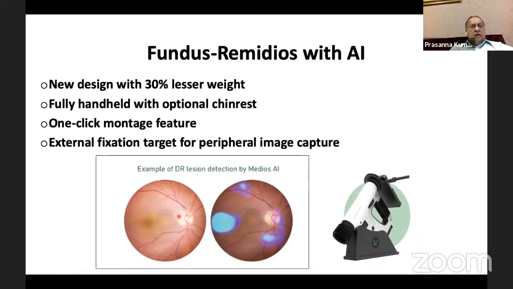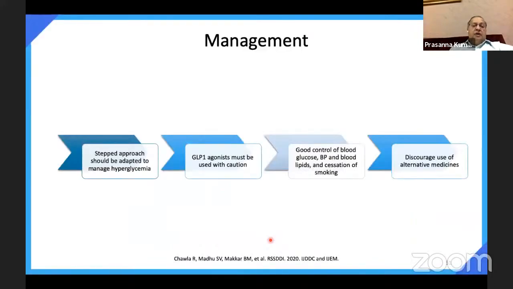Once you get this, this is a normal fundus, and this is subnormal. Now these cameras come with artificial intelligence. It says here there is some retinopathy here, there is some retinopathy here. It shows normal, abnormal. If it is abnormal, then refer to an ophthalmologist.